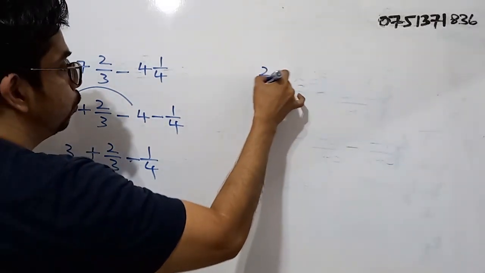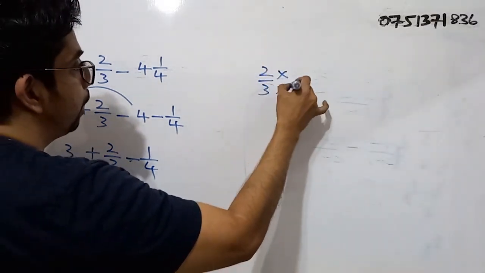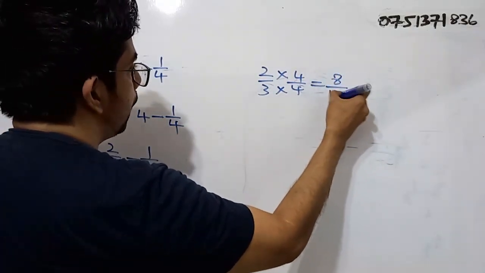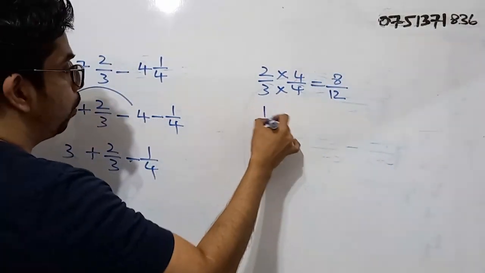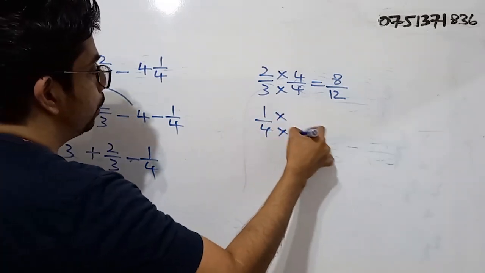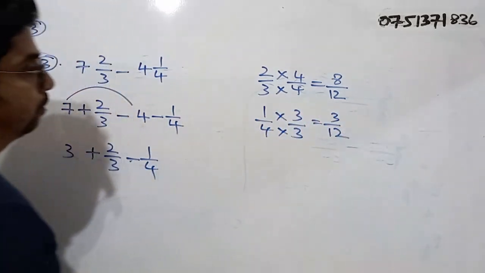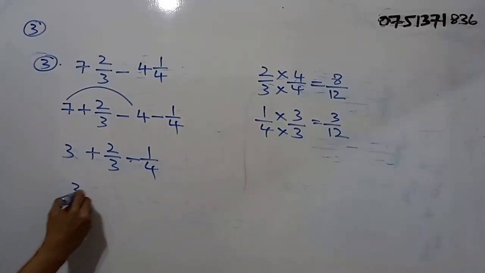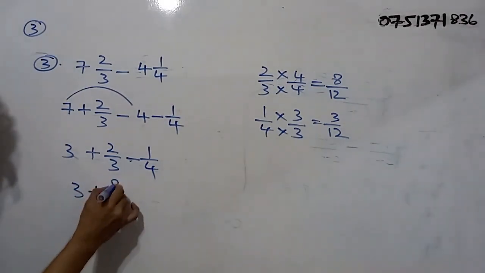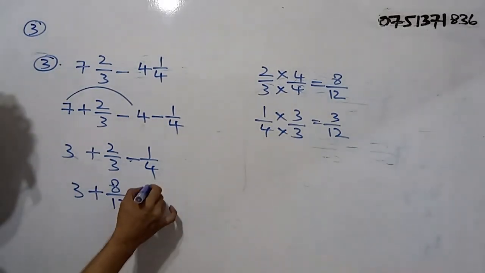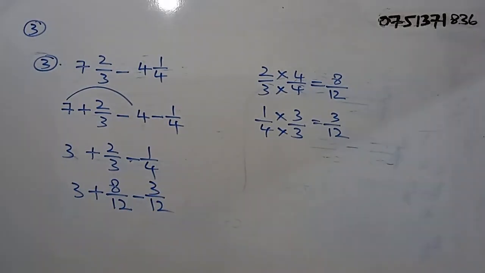That means 2 by 3, I will have to multiply both numerator and the denominator by 4. So this becomes what? 8 by 12. 1 quarter, I will have to multiply both numerator and the denominator by 3. So this becomes 3 by 12. So that means 3 plus 2 by 3 means 8 by 12 minus 1 by 4 means 3 by 12.